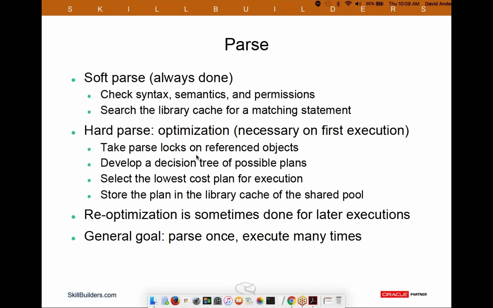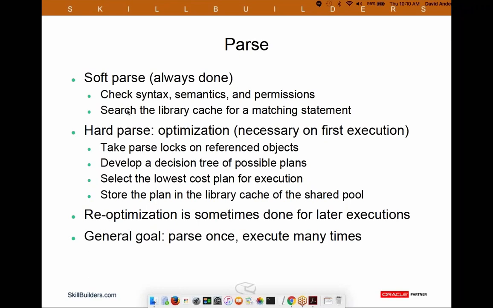Parse. Soft parse, it's always done. That allows the Oracle database to check the syntax of the statement. Is it syntactically correct? What does the statement really mean? If you say select asterisk from department, it's going to resolve what department means. Who owns department in this schema? Is there a synonym that's pointing to another schema for the department table? So what does the statement really mean? And do you have the permission to access the object that you're querying?